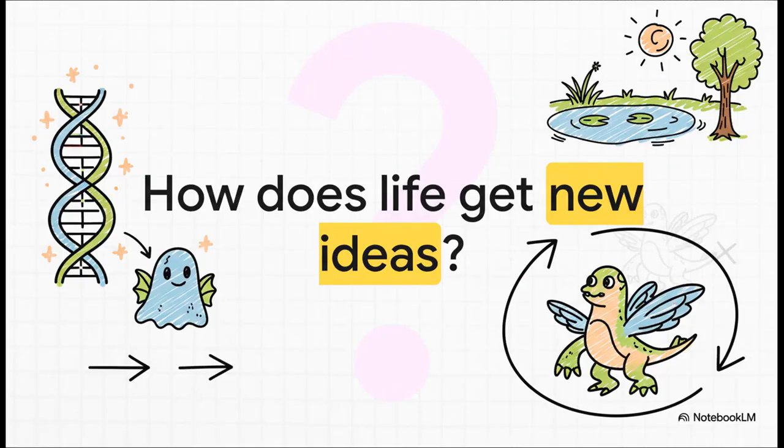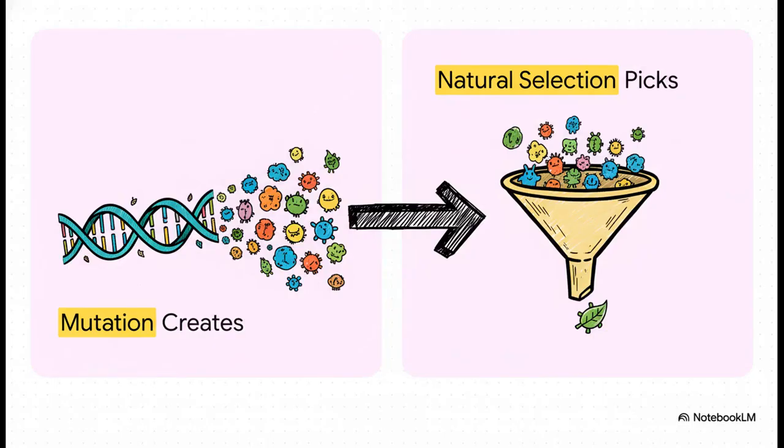So, to get started, let's just ask a really basic question. Just look around you. The sheer variety of life on Earth is just mind-boggling, isn't it? Where did it all come from? How does life get new ideas? And believe it or not, the answer is right here. It's this simple two-step dance. This is the whole engine, right here. On one side, you've got the part that creates new stuff, new possibilities, and on the other, you've got a filter that, well, it picks the winners. If you get this one idea, you're going to understand everything else we talk about.